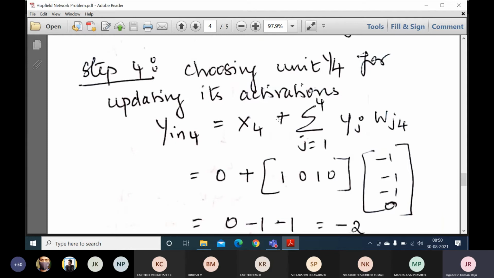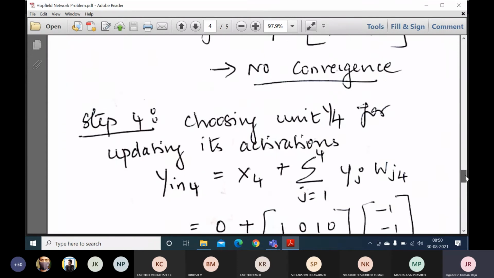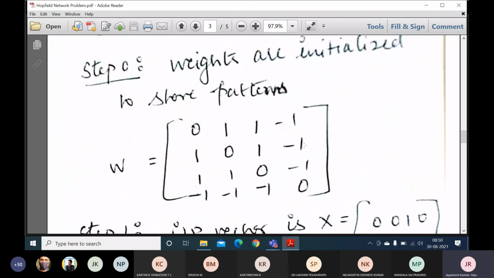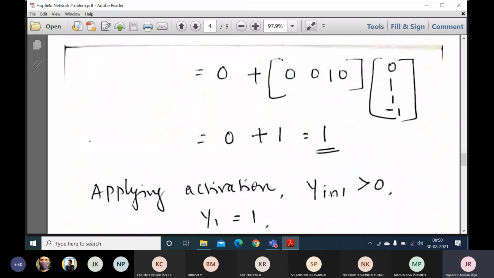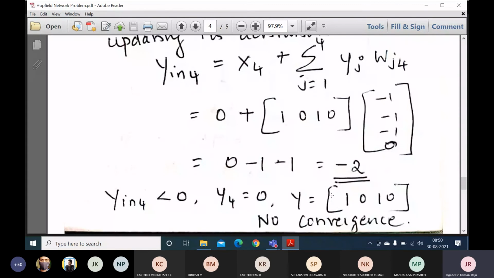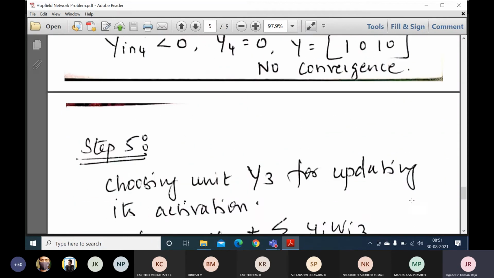So y_in4 equal to x4 plus summation of yj into wj4. X4 is 0, plus this yj is the new value 1, 0, 1, 0, and this is the fourth column of the weight matrix. What is the fourth column? -1, -1, -1, 0. If I compute, I have 0, -1, -1, so it is -2. So y_in4 is less than 0, so y4 is 0. I am getting the same value 1, 0, 1, 0. So again, there is no convergence.